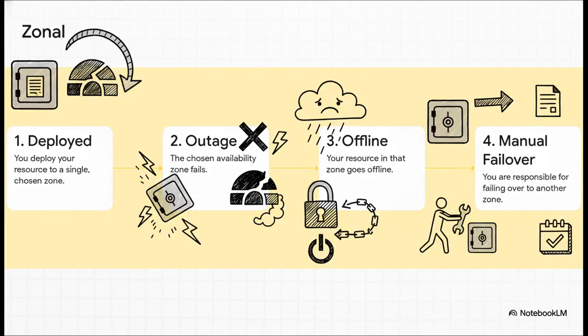Now let's contrast that with the zonal model. Here, you've chosen to put your document in just one single vault. So if that vault has a problem, your document is stuck. It's inaccessible until you personally go and get a copy that you hopefully made and stored somewhere else. In Azure terms, if the zone you picked goes down, that resource is offline. You are 100% responsible for having other instances ready to go in other zones to take over.